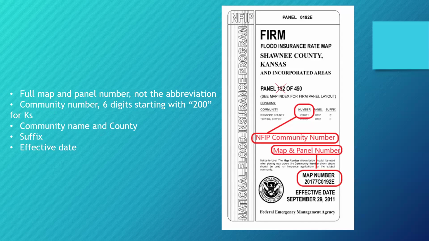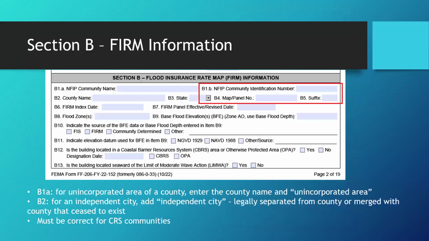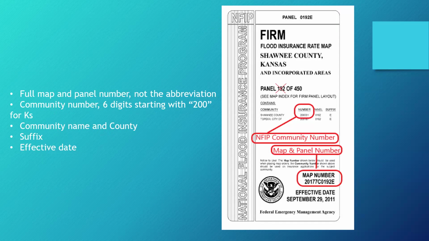After that, the community number. So that's B1B, NFIP community identification number. So you see that there where it says community in the middle, NFIP community number. So that's 200331 in this case.